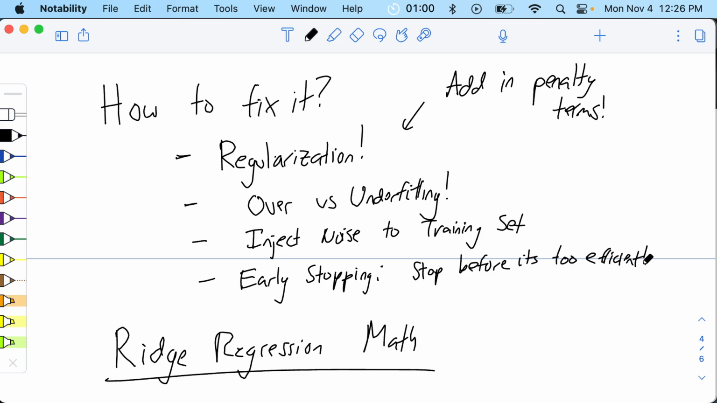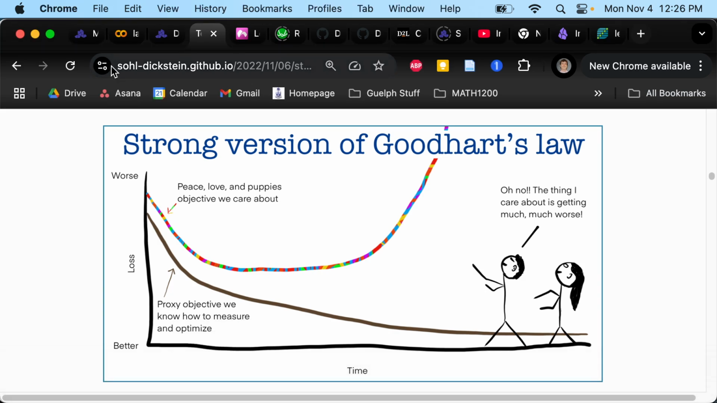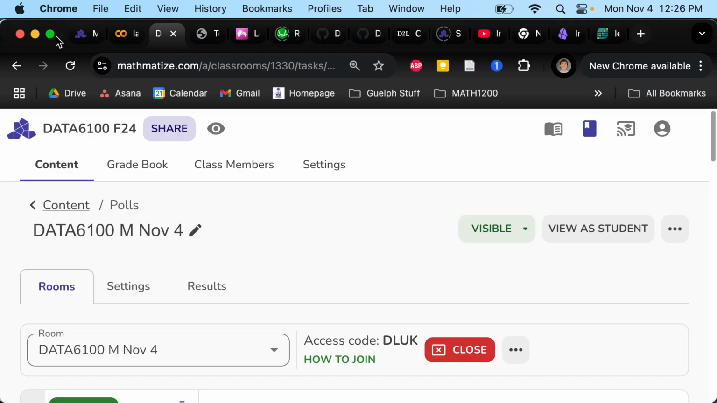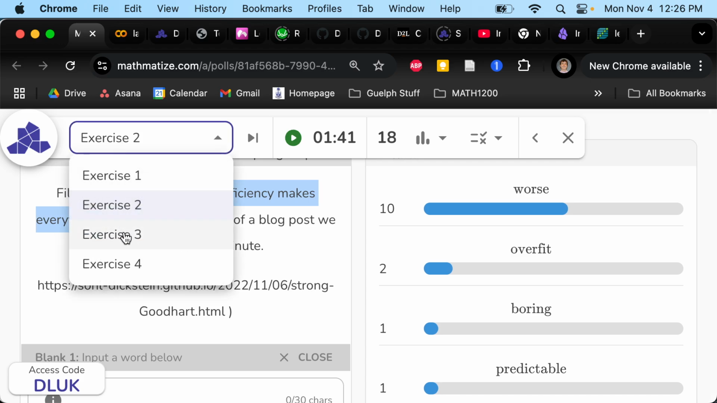Questions or comments? You guys ready for some math? So to start with, I'm going to ask a question which came up. Someone already typed this in, which is, what is multi-collinearity?